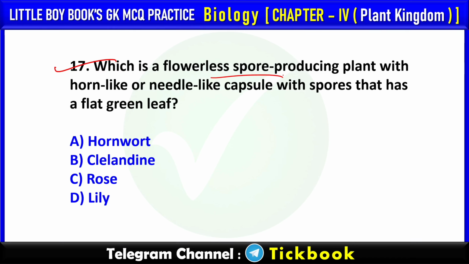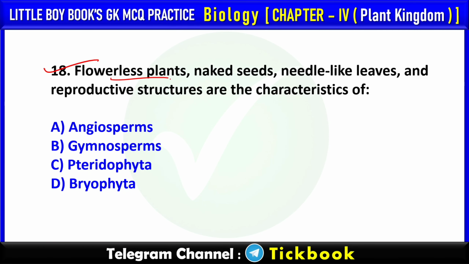Question number 17. Which is a flowerless spore producing plant that has a horn like needle-like capsule with spores and a flat green leaf? Option number A. Hornwort. Question number 18. Flowerless plants, naked seeds, needle-like leaves and reproductive structures are the characteristics of dash. Option number B. Gymnosperms.